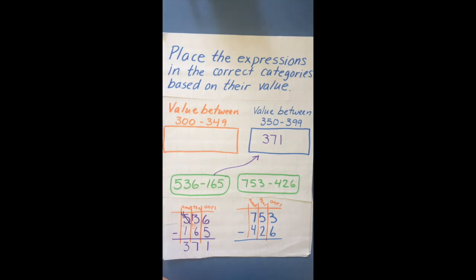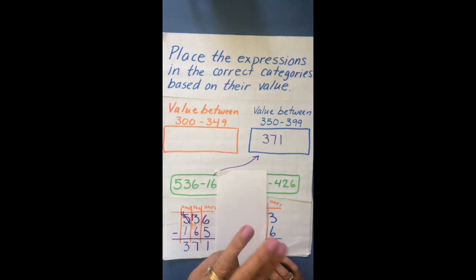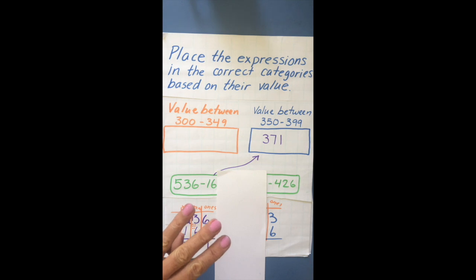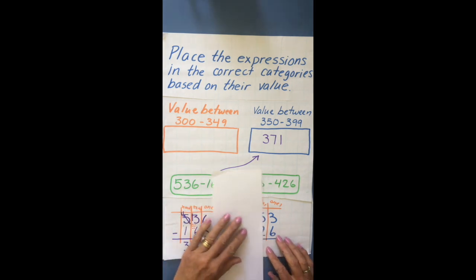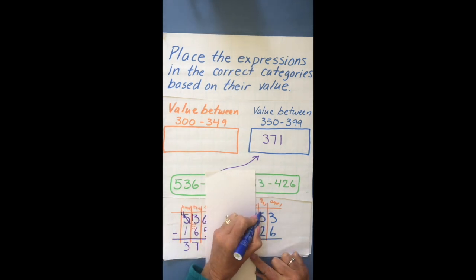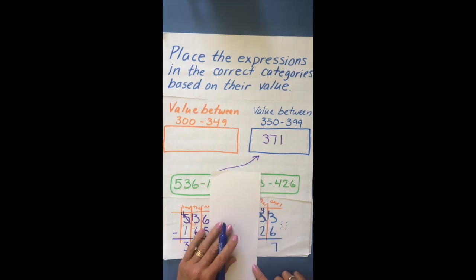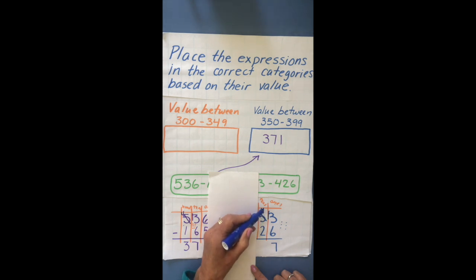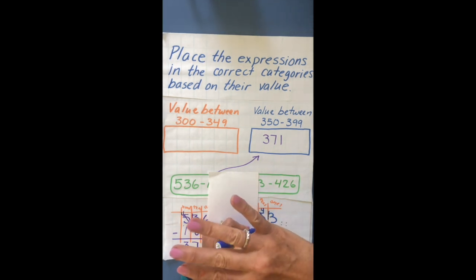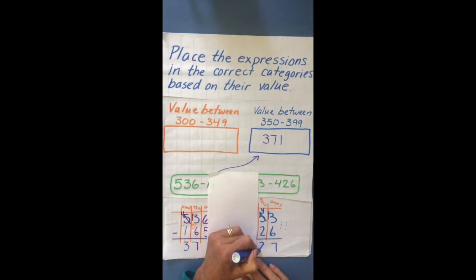So remember, I always go to my ones house first. I have 3. Can I take away 6? 1, 2, 3. No, I can't. So I have to go next door and grab 10 more. And now I'm going to subtract from my ones house. 13, 12, 11, 10, 9, 8, 7. So this is the 7 in the ones house. Now I'm going to go to the tens. I have 4, and I'm going to take away 2, and that leaves me with 2.